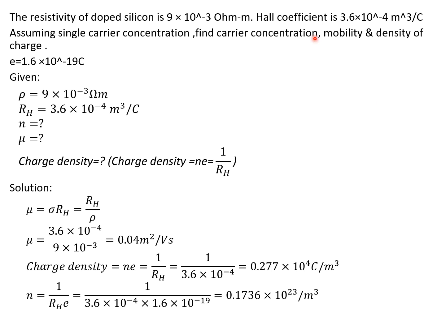We need to calculate the charge carrier concentration. So N is equal to 1 upon R_H into e, because R_H is equal to 1 upon Ne, right? Putting the values, the calculations will give us the answer 0.1736 into 10 raised to 23 per meter cube.